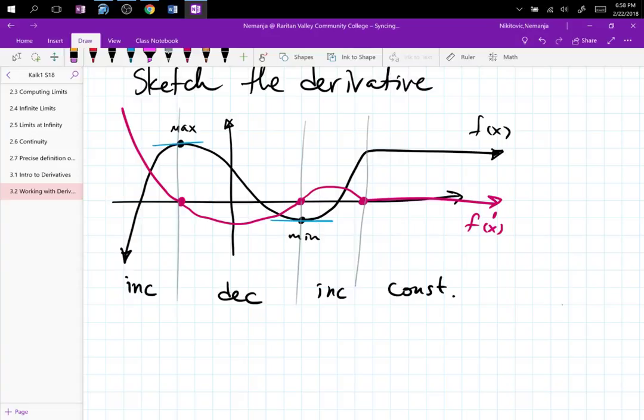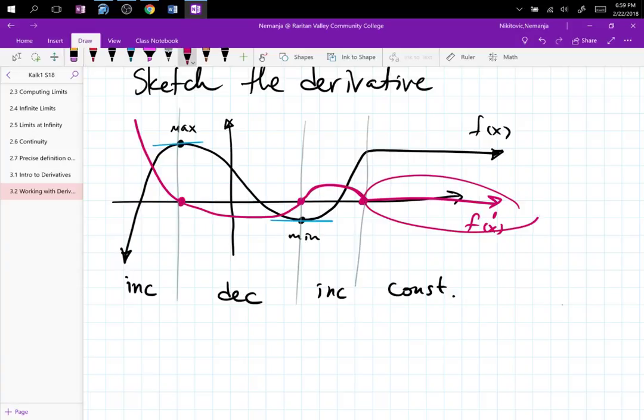Cool? One more time. The increasing part over here tells me that the function is increasing, therefore the derivative function is above the x-axis, right? That. The decreasing part over here tells me that the derivative is negative, which means it's below the x-axis. I have to connect those points. And the increasing part over here tells me it's above. This part over here is 0 because there is no change. And that's it.